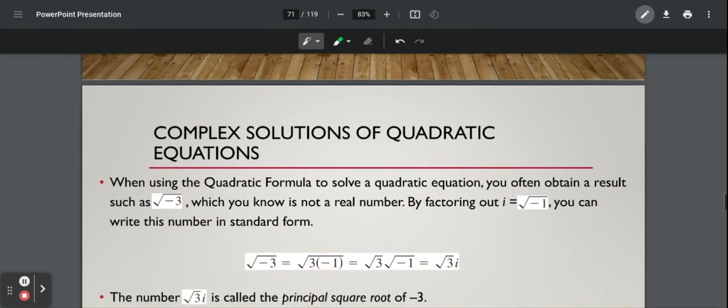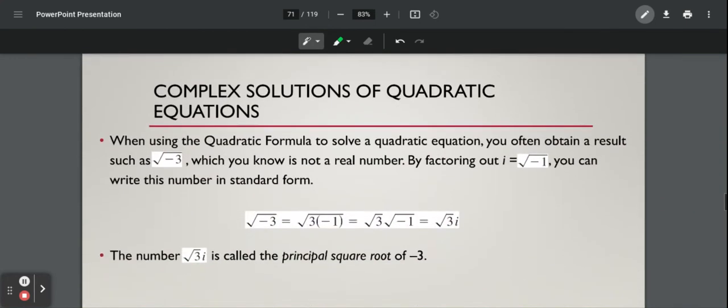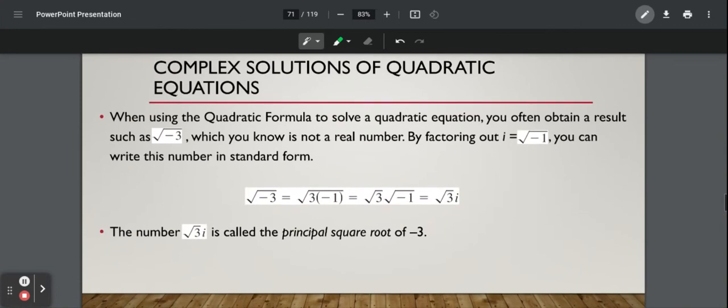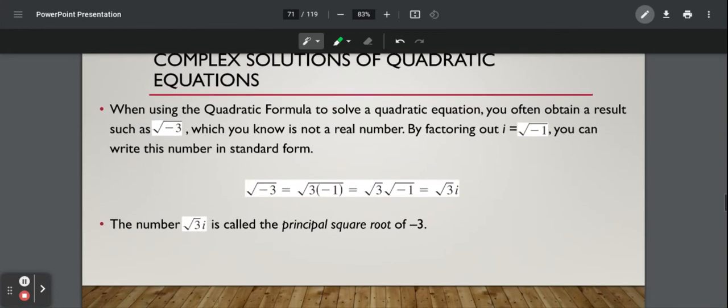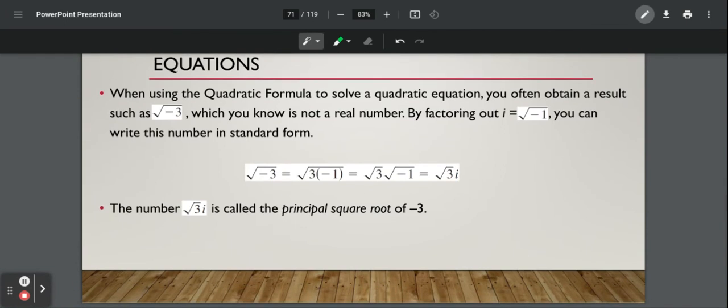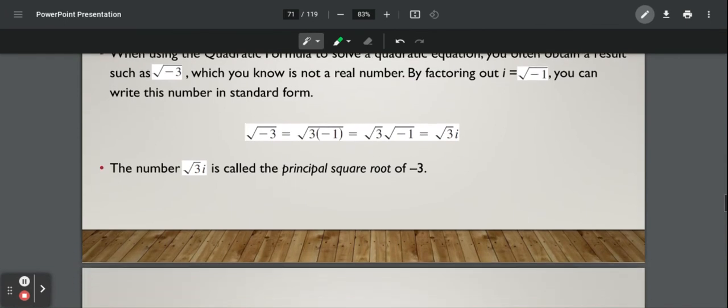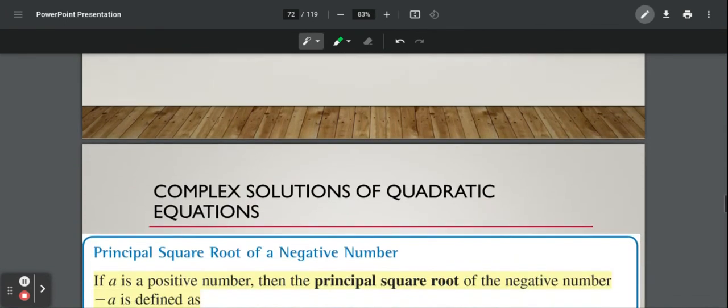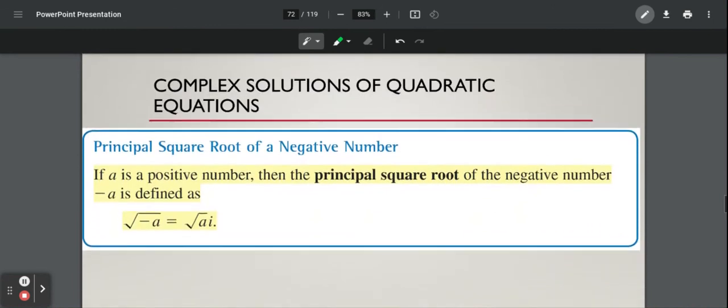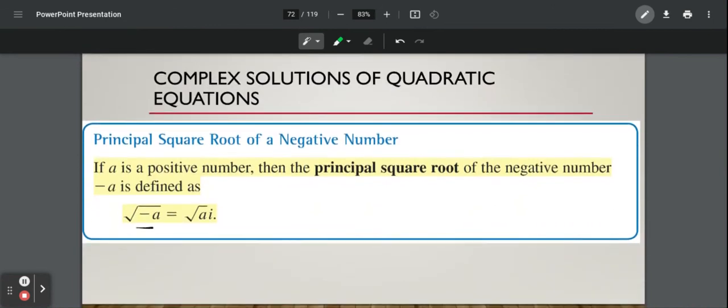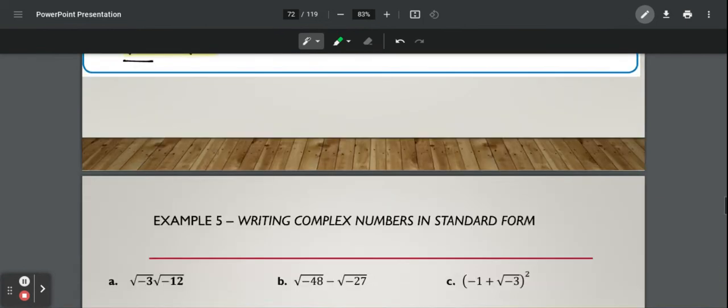And then we also have the quadratic formula that we can use to help find solutions to quadratics that might not be real. So when we have that quadratic formula, if we get a negative under a square root, we'll just write it as the square root of the positive, and then we put the i next to it.